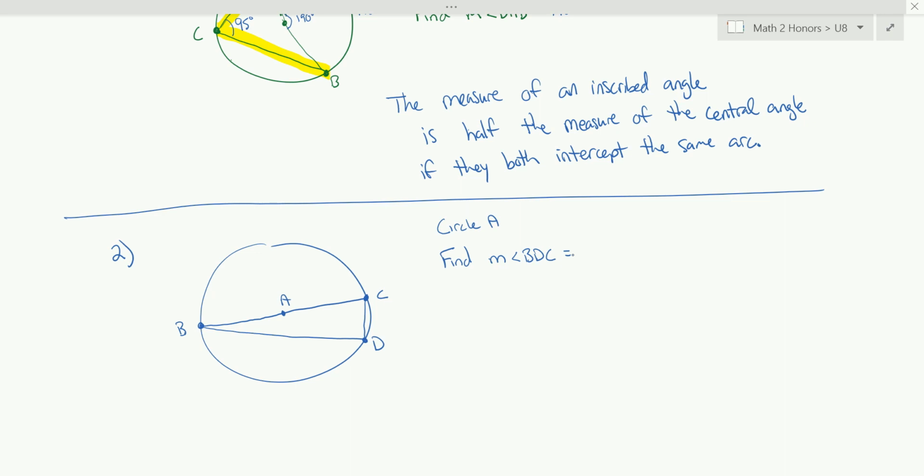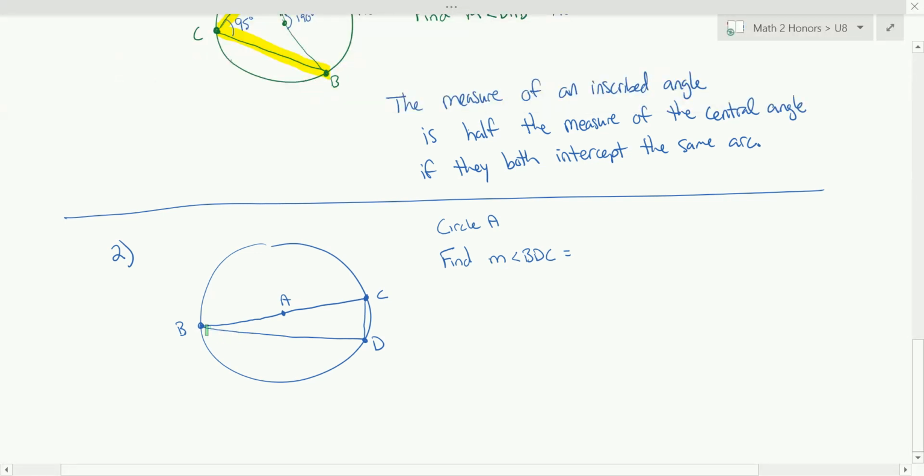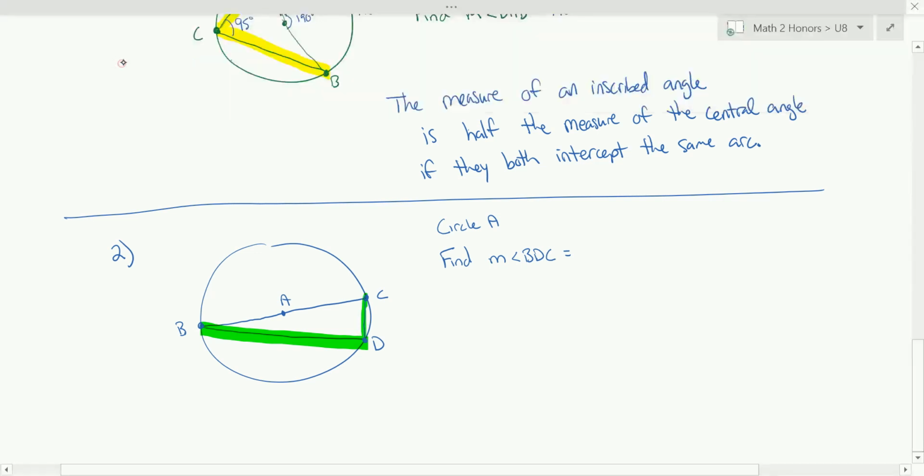Anybody got it? 90 degrees. And here's why. Some of you may feel like there's not enough info, but there is. Here's our inscribed angle. And if you look at the arc it intercepts, although I didn't tell you, you know what the measure is, right? Because we have a diameter, and a diameter cuts the circle in half, so we know this is 180 degrees from B to C. And so the measure of our intercepted arc is half of that, which would be 90 degrees.